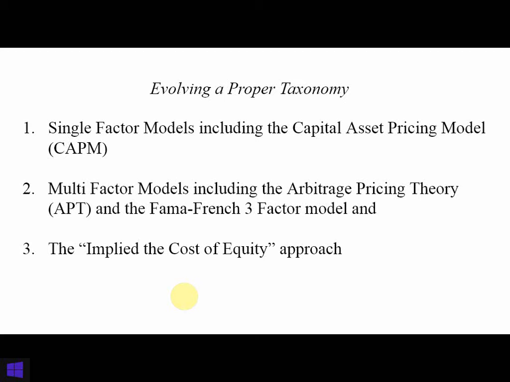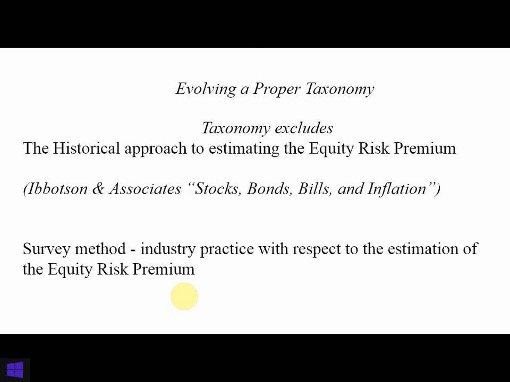Single factor models, most famous of which is the CAPM. Nowadays you have in the industry a lot of elements of smart beta, lots of funds based on smart beta. These are also single factor models actually, but the CAPM is the most famous. Multi-factor models: arbitrage pricing theory, other variations of arbitrage pricing theory which specify the risk factors, and the Fama-French also goes into this area. And the third is the implied cost of equity approach to estimating the cost of equity. So this, I think, is the proper taxonomy.